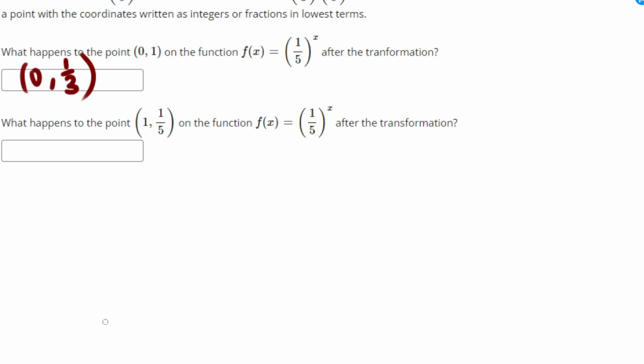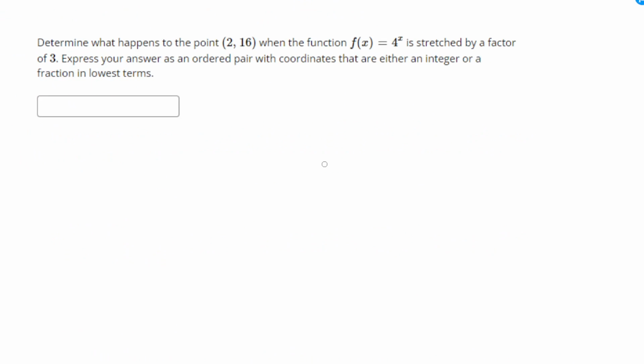What happens to the point 1, 1/5 on the function f of x equals 1/5 to the x after the transformation? That will be 1/5 times 1/3, which is 1/15. So 1, 1/15. You'll probably get crazy things like that, yeah.